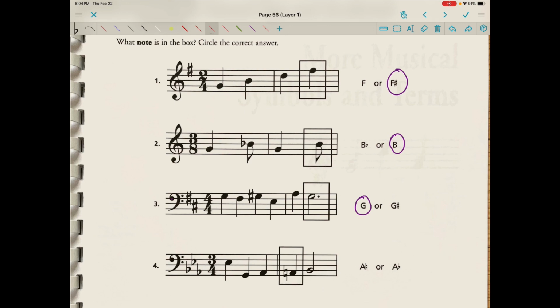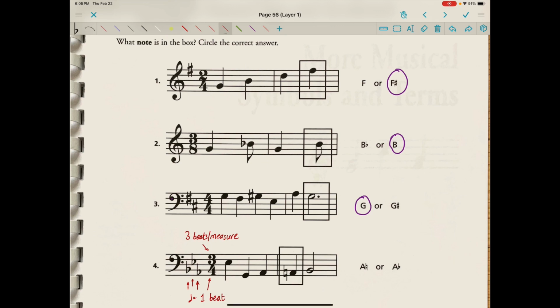Our next example is again in the bass clef, and we have the first three flats, so B flat, E flat, and A flat. Our time signature tells us that we have 3 beats per measure, and our bottom 4 tells us that a quarter note will be our beat or pulse note.